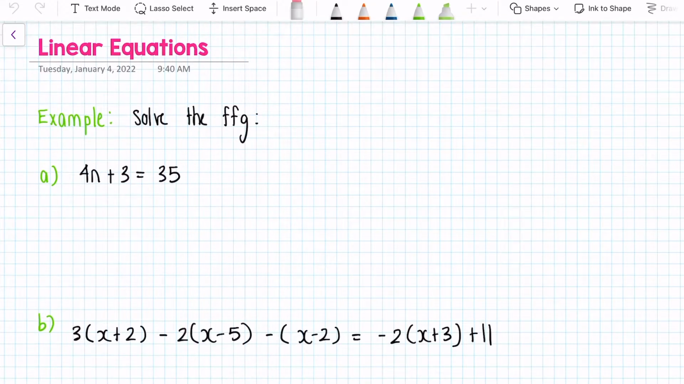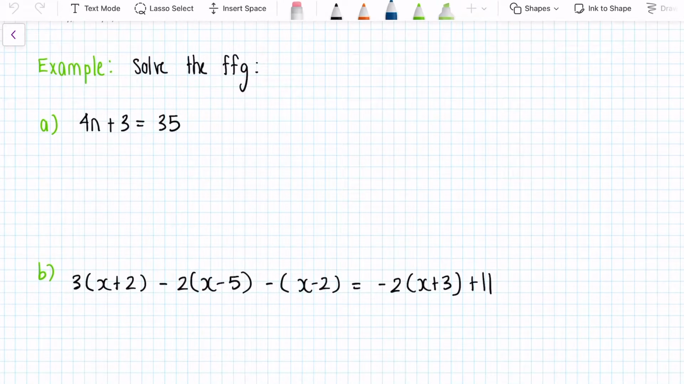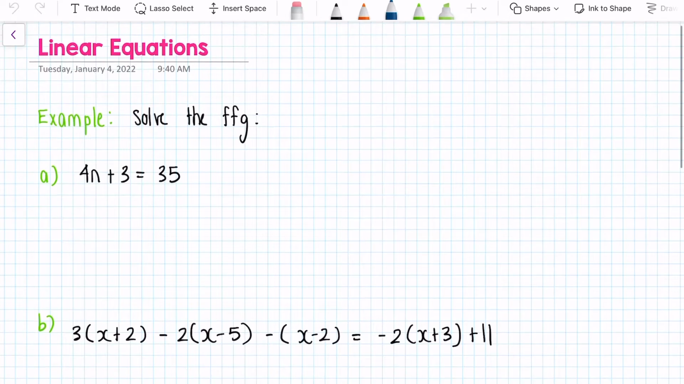Today we're going to be looking at linear equations, and we're going to look at the different types of linear equations that you need to be able to solve. Hopefully by the end of it you will understand what we need to do. Your task is to listen to the video, watch the video, take down the notes.